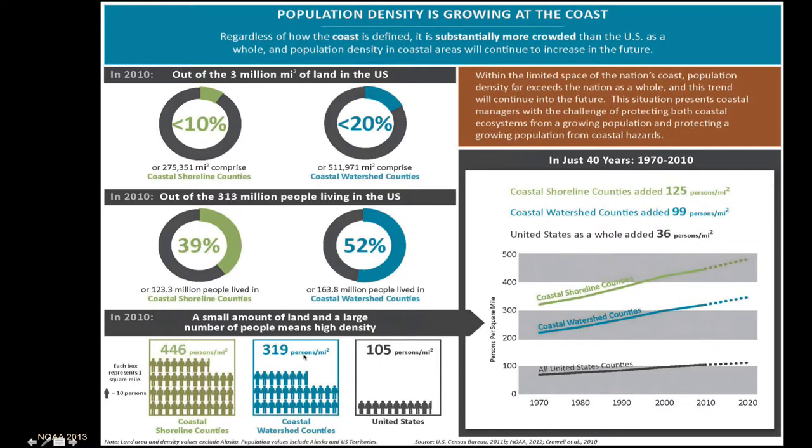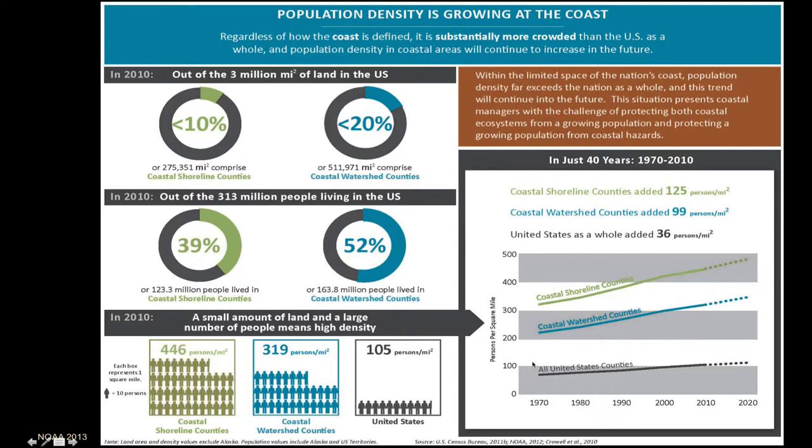Again, density of people is highest, if we're looking across the nation, in the immediate, right next to the coastal zone. 446 people per square mile, again, per square mile, because it's, you know, silly Americans. And then the U.S. overall is only about one-fourth as dense as our coastal zone.